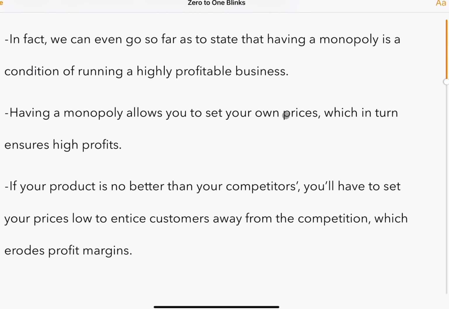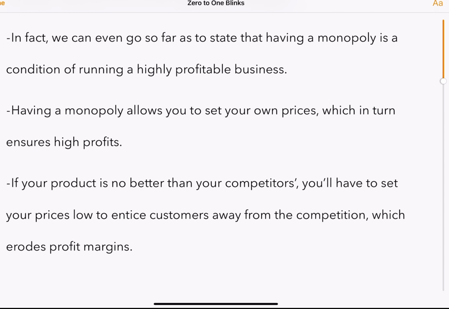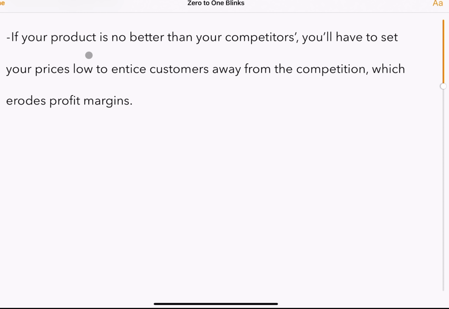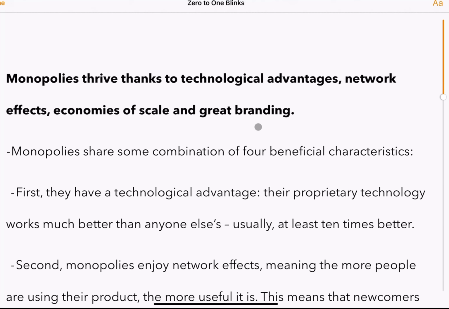But I think as their offerings develop, as their offerings expand, and as their technologies and their products and their platforms continue to expand, they will be able to leverage that. If your product is no better than your competitors', you'll have to set your prices low to entice customers away from the competition, which erodes profit margins, as you would expect.